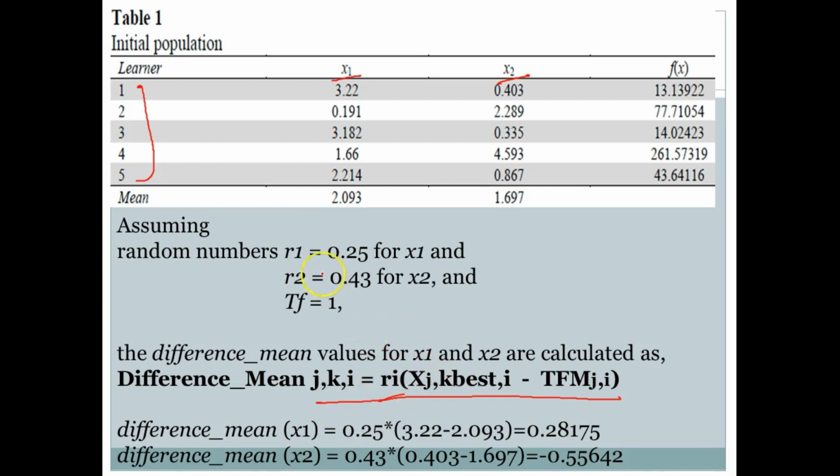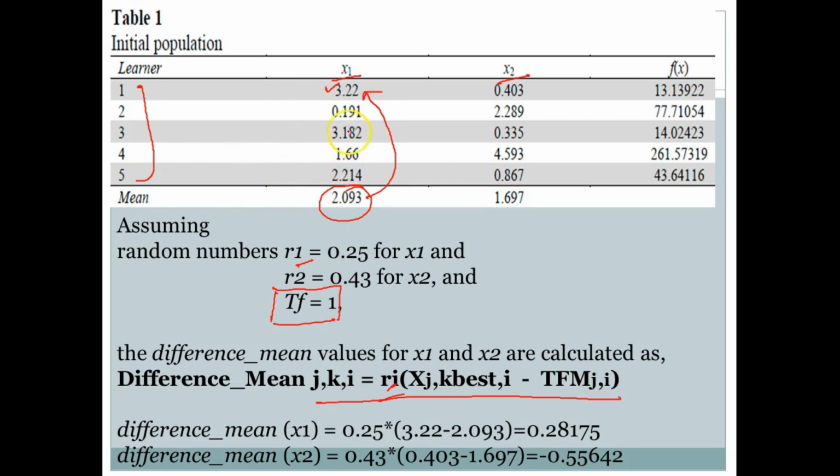So for this example, let us assume that r1 equals 0.25 for x1 and r2 equals 0.43 for x2, and we are assuming the teaching factor equals 1. So we'll find the difference mean for x1 and x2 by using this formula. This is 0.25 times (3.22 minus 2.093). This is the mean value. So we are subtracting this value from this value, multiplying by r1, and this will give you the new value of x1.